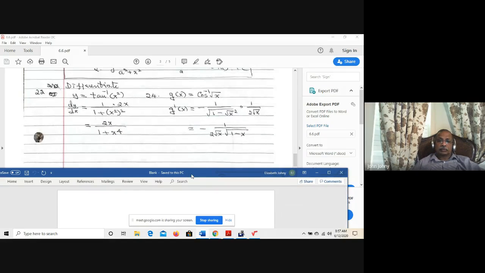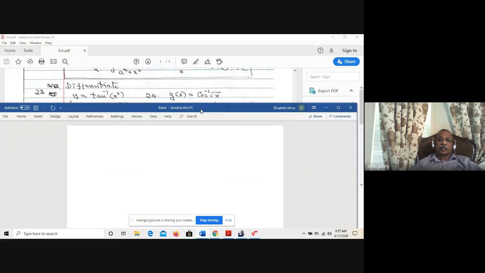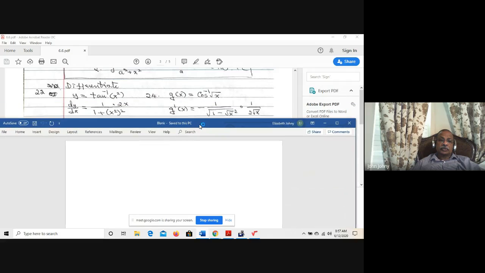Now, this is a question from the textbook. Differentiate, number 22. Differentiate y is equal to tan inverse x square. So dy over dx. First you use the formula for tan inverse. Derivative of tan inverse x is 1 over 1 plus x square. So this is going to be 1 over 1 plus x square square.